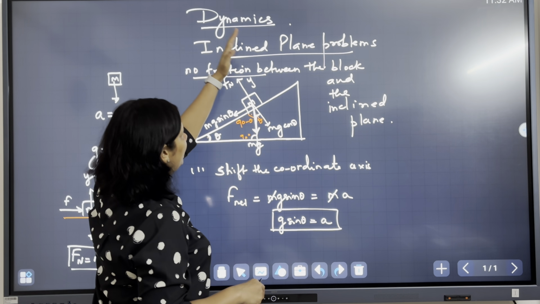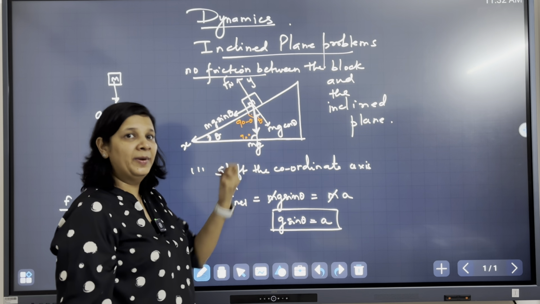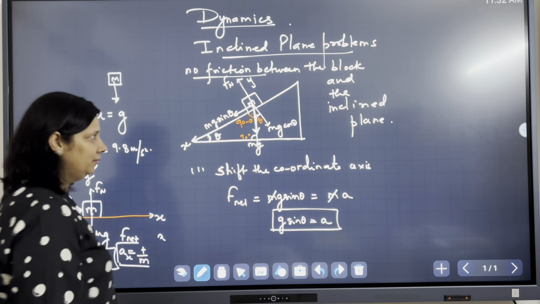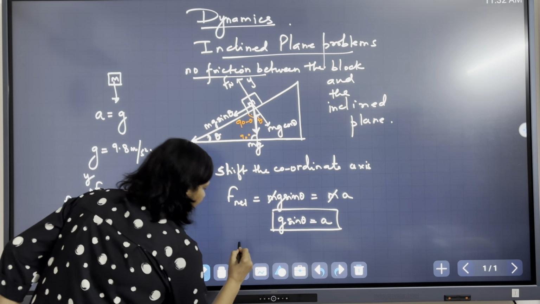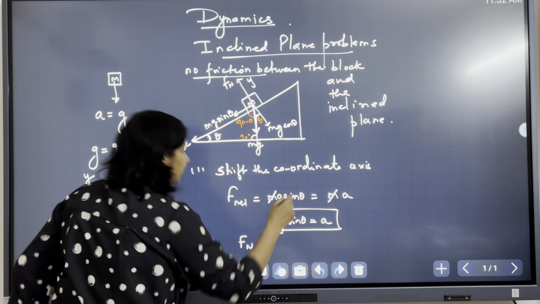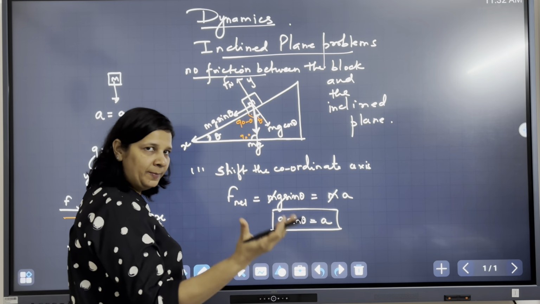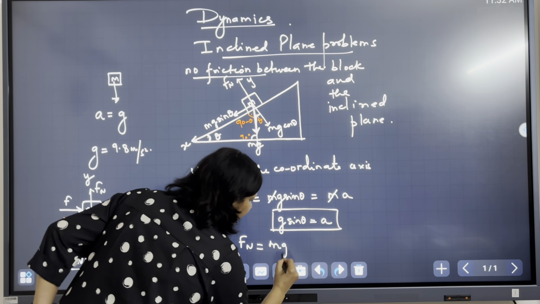So as it becomes an inclined plane, the acceleration reduces compared to g, okay, because the maximum value of sine theta is 1. Now in this case, how much is the normal force? Because there is no acceleration in the y direction, the forces will balance. Normal force will be equal to mg cosine theta.